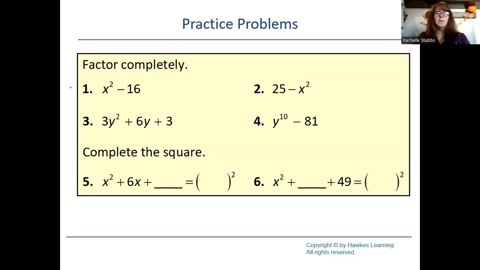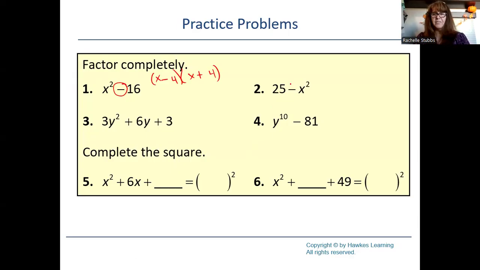All right. I'm looking at this one. This looks like it's the difference of squares. So that just means I have a plus here and a minus here, and the square root of x squared is x, and the square root of 16 is 4. And I am done.